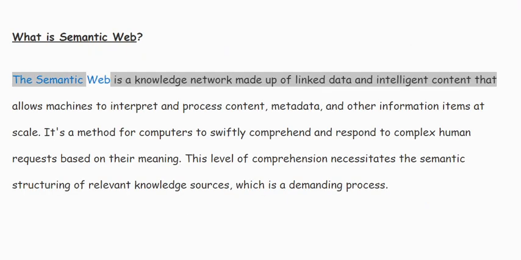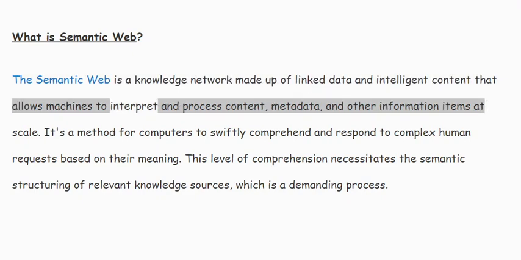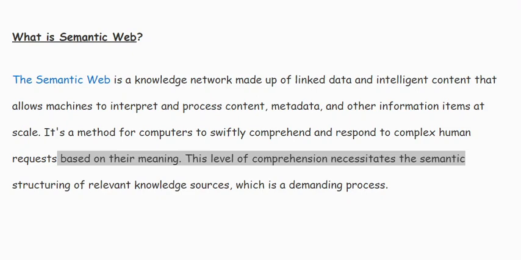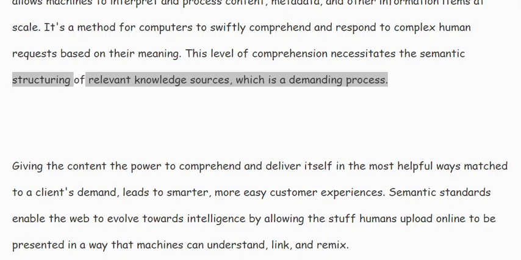The semantic web is a knowledge network made up of linked data and intelligent content that allows machines to interpret and process content, metadata, and other information items at scale. It's a method for computers to swiftly comprehend and respond to complex human requests based on their meaning. This level of comprehension necessitates the semantic structuring of relevant knowledge sources, which is a demanding process.